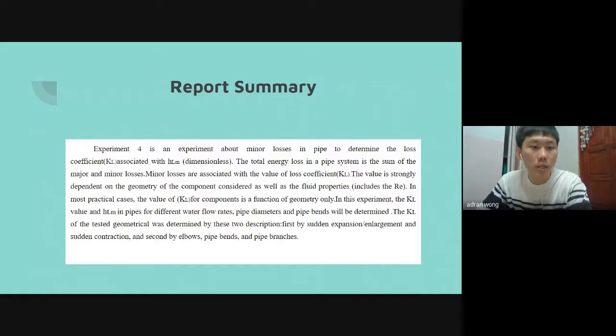The value is strongly dependent on the geometry of the component considered as well as the fluid properties, including the Reynolds number. In most practical cases, the value of KL for a component is a function of geometry only. In this experiment, the KL value and HLM in pipes for different water flow rates, pipe diameters, and pipe bends will be determined. The KL of the tested geometries was determined in two parts: first, sudden expansion or enlargement and sudden contraction, and second, elbows, pipe bends, and pipe branches.